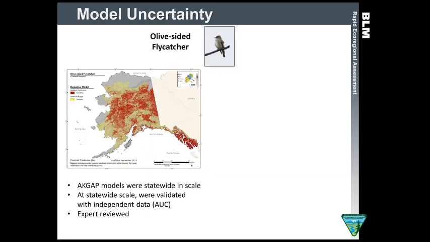So one of the questions that arose yesterday were issues of model uncertainty, and how can we address that? I just wanted to talk about it real quickly. For all of these species distribution models, we used existing models that came from the Elastic App Analysis project. These models were developed through a combination of inductive and deductive models, and they were statewide in scale. At the statewide scale, we used independent data to validate them. So we do have an AUC statistic associated with them, which gives us some confidence on how well the model performed or how well it predicts. And then they were also expert reviewed.